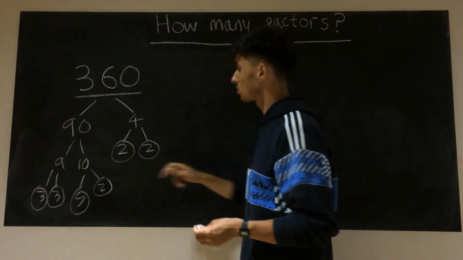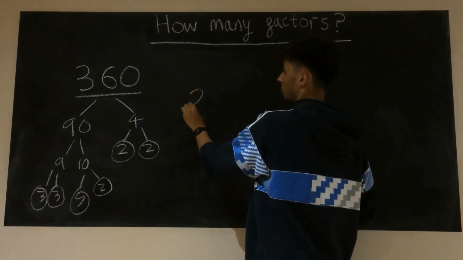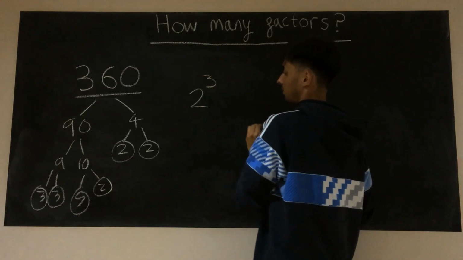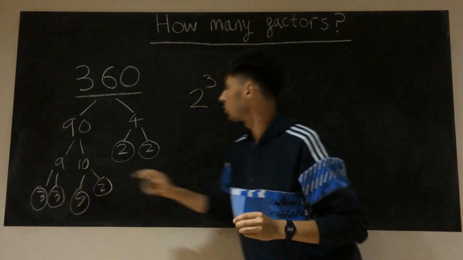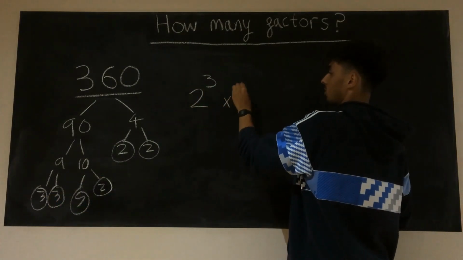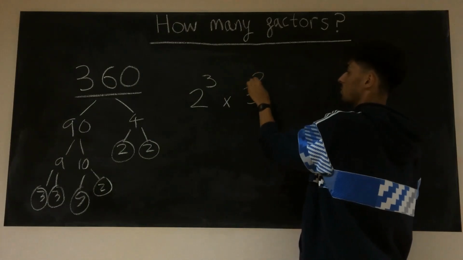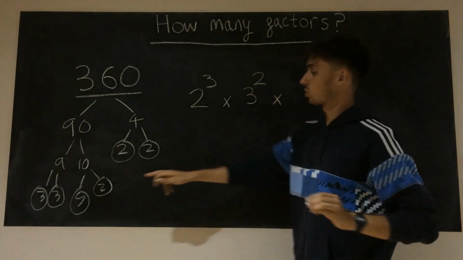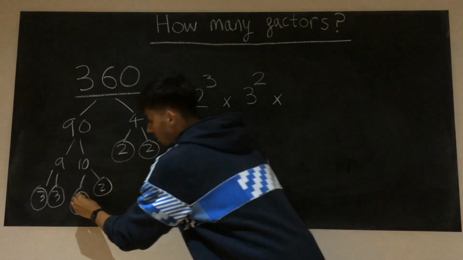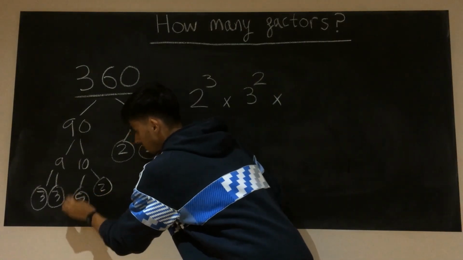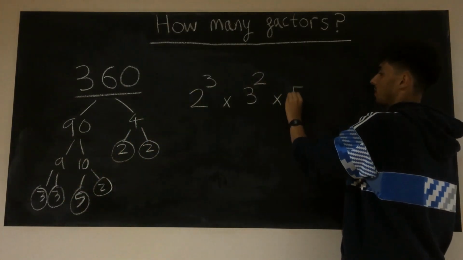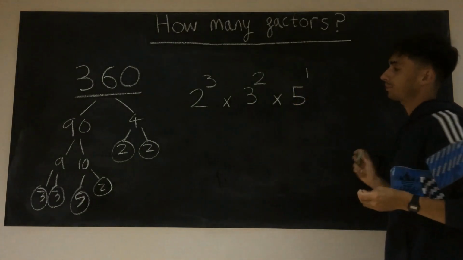We've got 2 times 2 times 2, so that's 2 to the power of 3. We've got 2 3's, so we've got 3 to the power of 2. And we've also got 1 power of 5, which is a little bit messy. So times 5 to the power of 1.